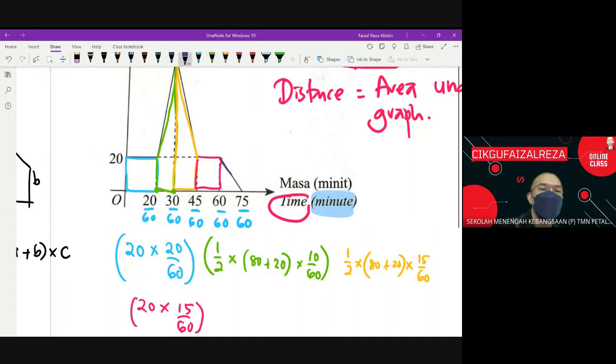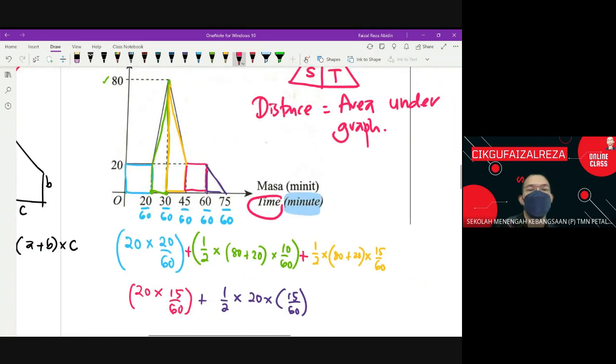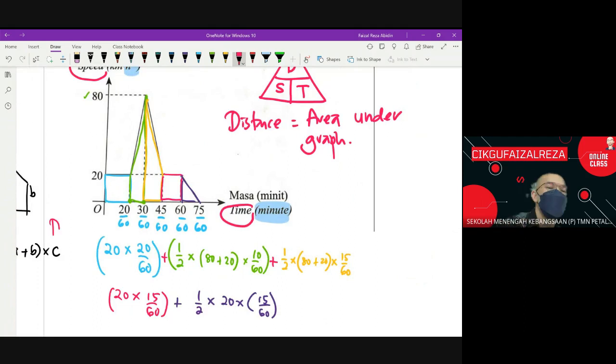This one is triangle. How to get triangle? 1 over 2 times 20 times 15 over 60. Isn't it? So you have to plus all together and you are going to get the answer for your distance.